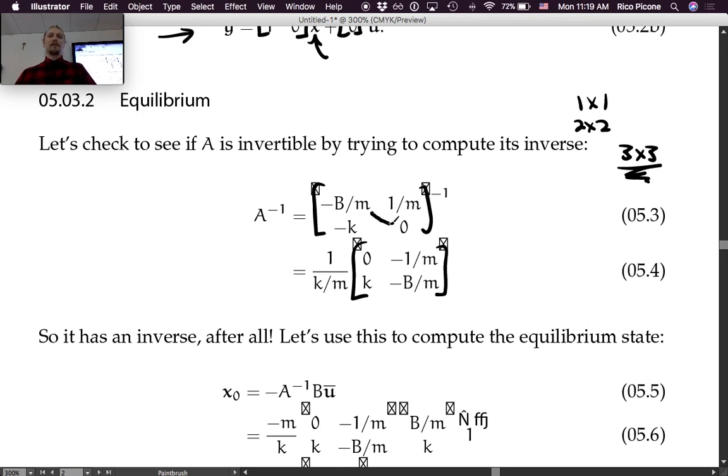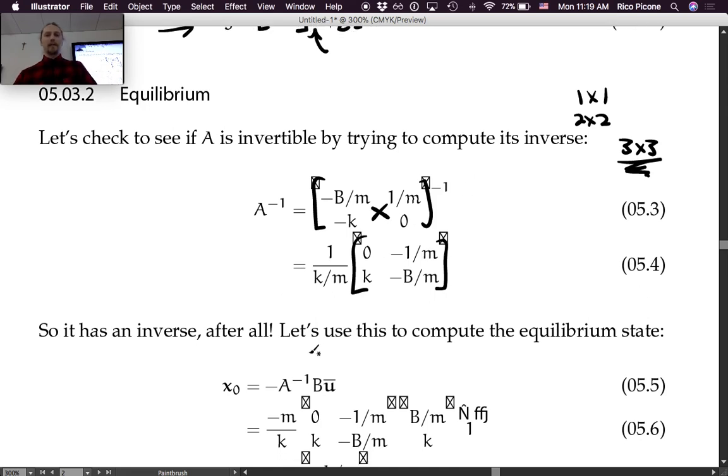So it's plus minus. Okay, so it's negative b over m times 0, which is 0, minus 1 over m times negative k, which is negative times the negative, positive k over m. So the determinant is k over m, and this term is 1 over the determinant, so 1 over k over m. So there's our inverse. And notice that nothing bad happened, so it exists.